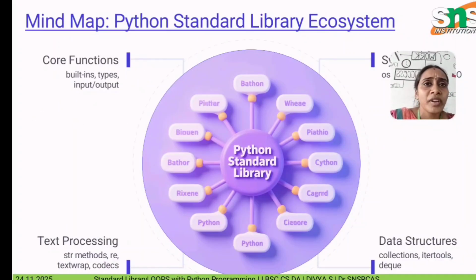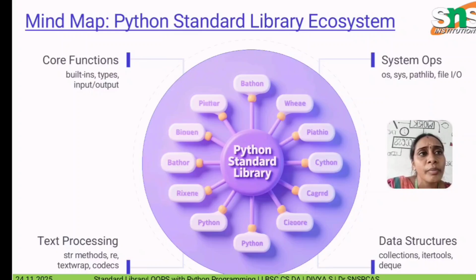Finally, the mind map of the Python standard library: the core functions, built-in types, and input and output functions. Then system operations with the os and pathlib libraries and file input and output functions. For text processing we use string methods and re and text swap methods, and finally for data structures we use collections and itertools. So we made an overview of Python standard library functions, how important they are, how we use them, and how to utilize them effectively. In the next class we will discuss the program in detail.